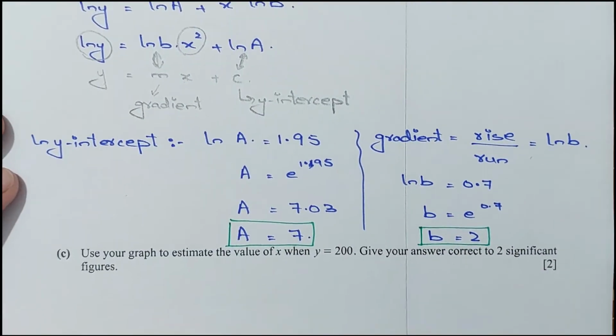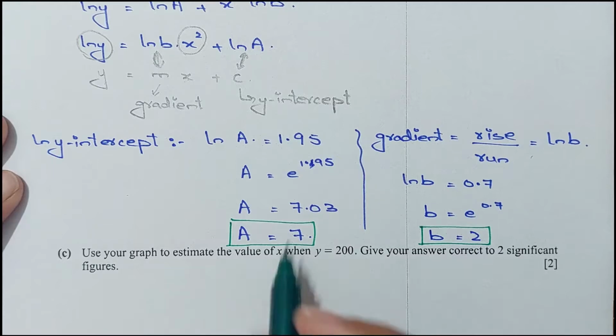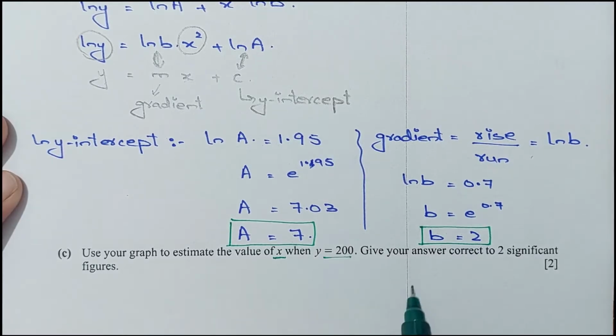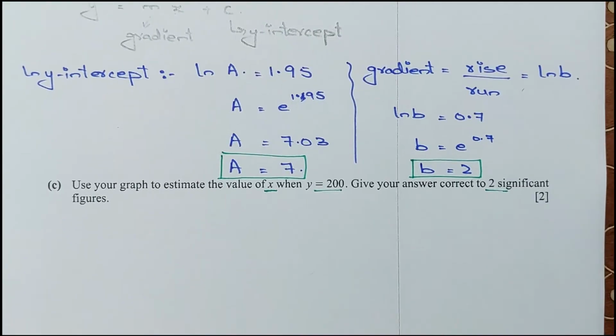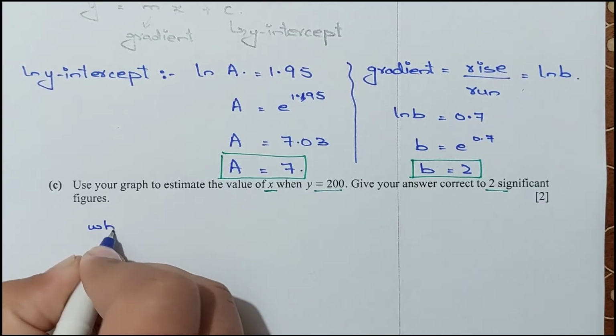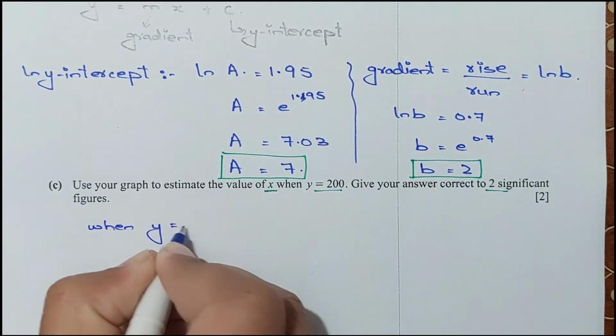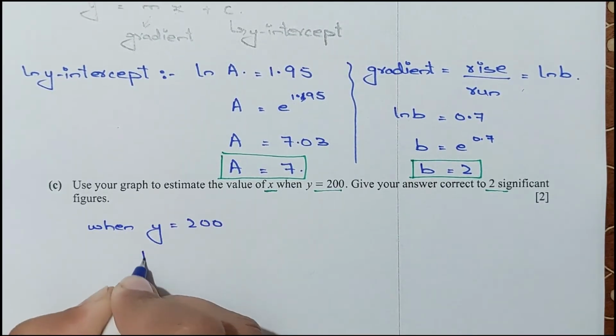Now for part C, use your graph to estimate the value of x when y is 200. Give your answer correct to two significant figures. Okay, so we can say when y is 200, what is ln y?